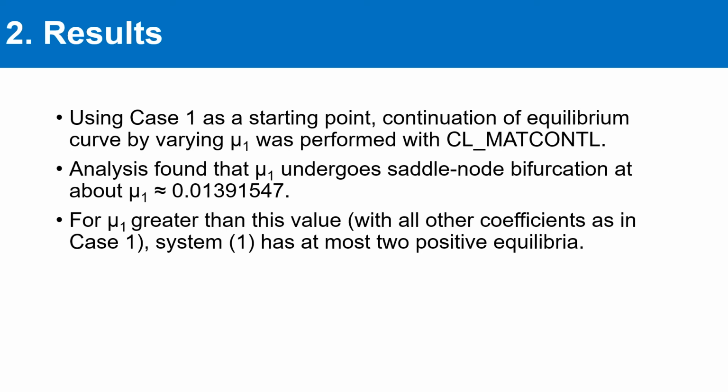So our analysis found that mu1 undergoes a saddle node bifurcation, meaning that one of the saddle nodes and one of the stable points collapse into each other and form a single point at around about the value approximated here. It also suggests that for mu1 greater than this value, if all the other coefficients are kept as in case 1, we go back to having at most 2 positive equilibria points.